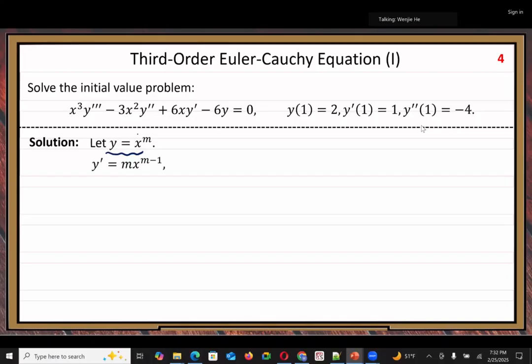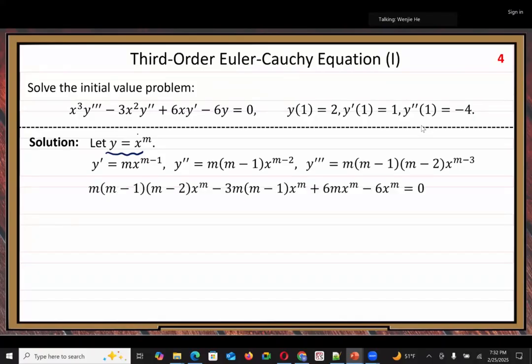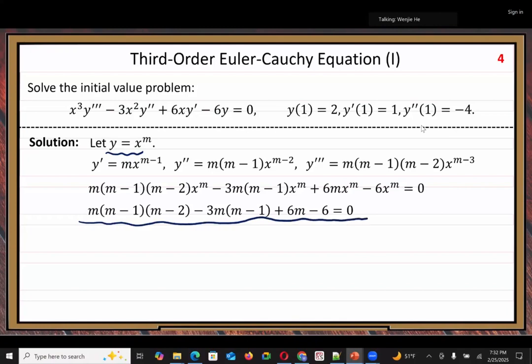So y prime, y double prime, and then y triple prime. Then we plug in. After simplification, we get this cubic polynomial for the variable m. So you need to solve a cubic equation, which is much harder to solve.